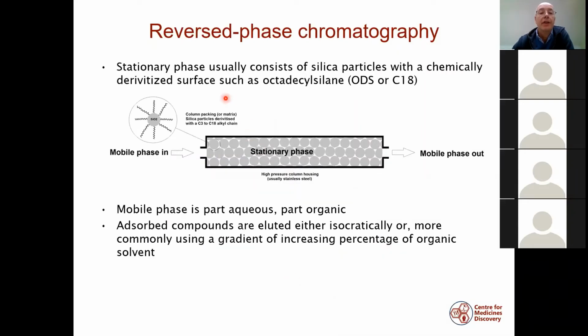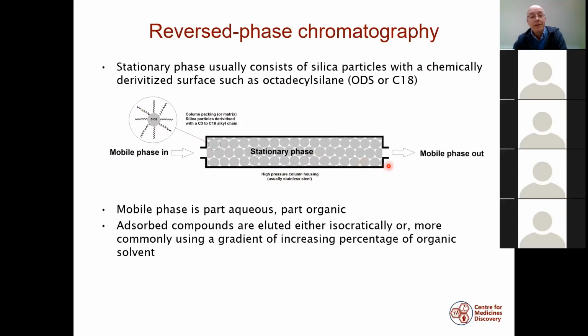And the nature of that stationary phase is usually made up of silica particles. So this is effectively sand, and they are chemically derivatized with a chemistry on the surface. It's usually octadecyl silane, or ODS, otherwise known as C18. So this is your silica particle. You have it derivatized on the surface, and this is then packed into a column. This is a stainless steel column housing, and then we can pass our mobile phase through it.